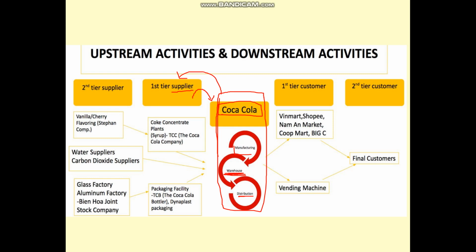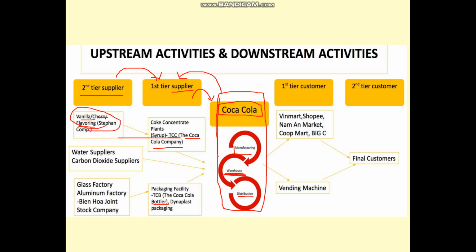So the supplier that delivers the material directly to the manufacturer, we call it the first tier supplier. And the supplier that delivers the product to the first tier supplier, we call it the second tier supplier. So for example, the first tier supplier of Coca-Cola is TCC, also another Coca-Cola company or bottler. And the second tier supplier is like vanilla cherry flavoring, that is the Stephen company.